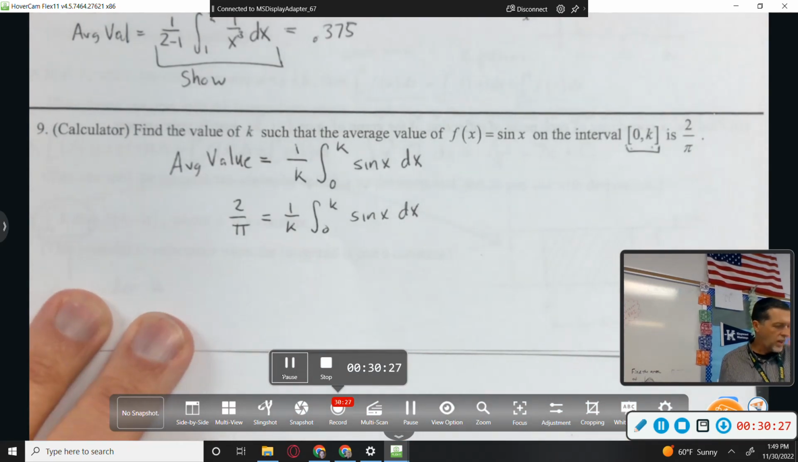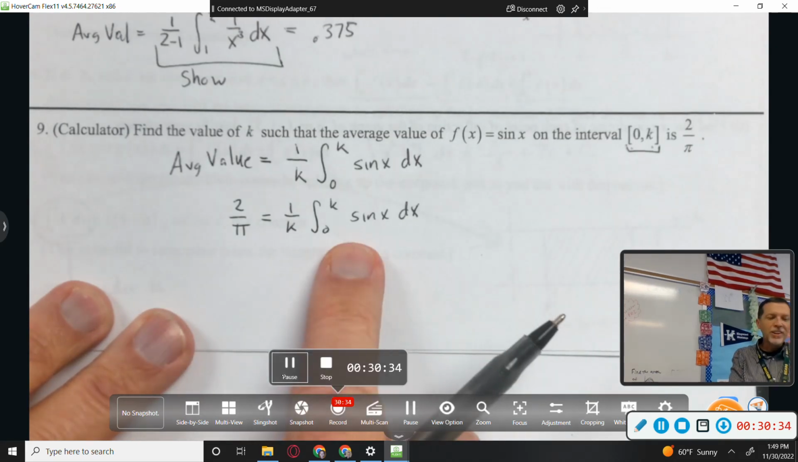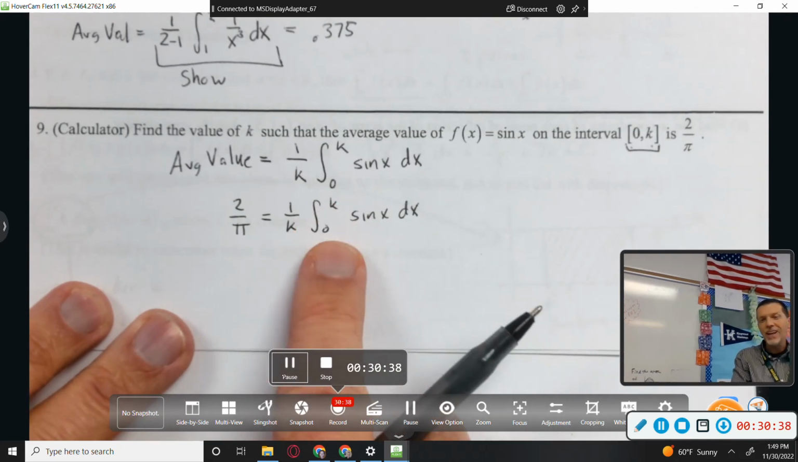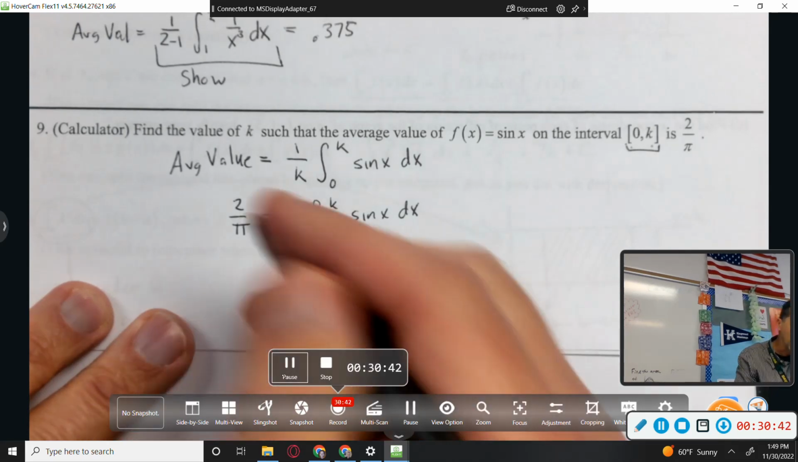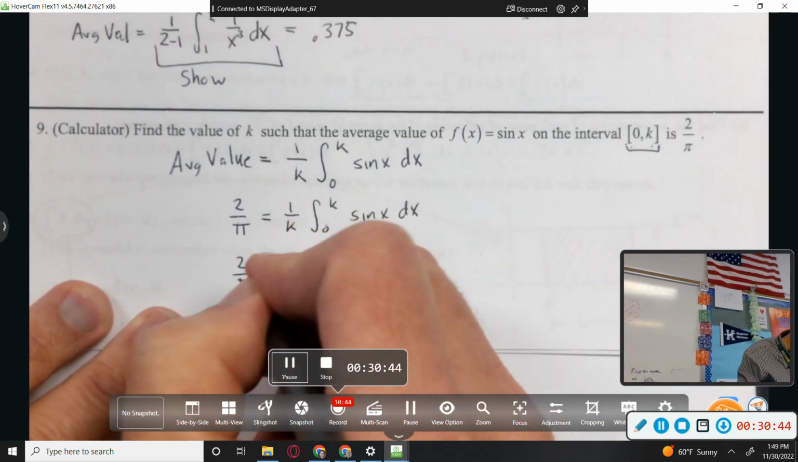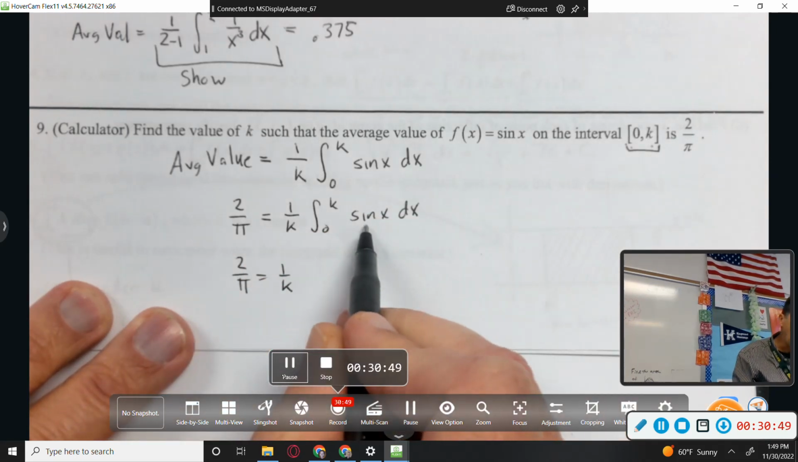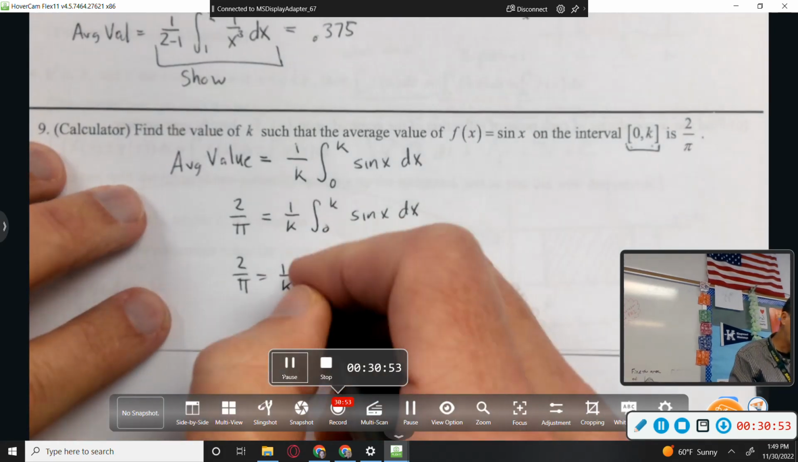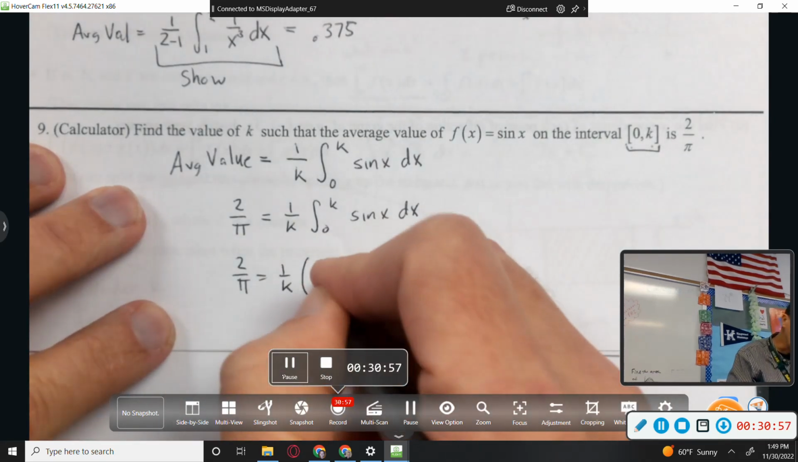So, yeah, thanks for the calculator. It doesn't do me any good right here. Not yet, because my calculator can't do the antiderivative from 0 to k. I mean, it might give you an answer, but I need something in there. So 2 over pi equals 1 over k. We gotta do this by hand. The antiderivative of sine is not cosine. Negative cosine.